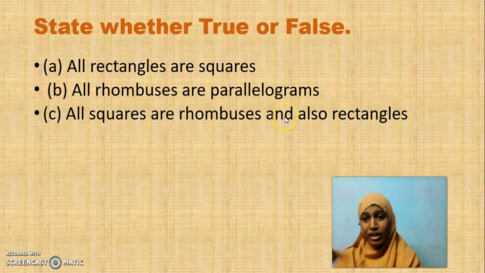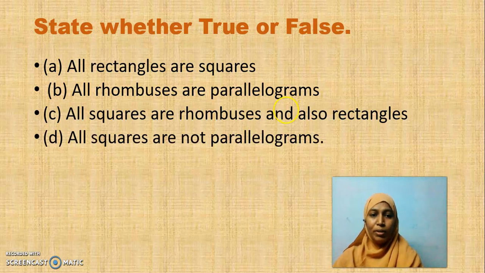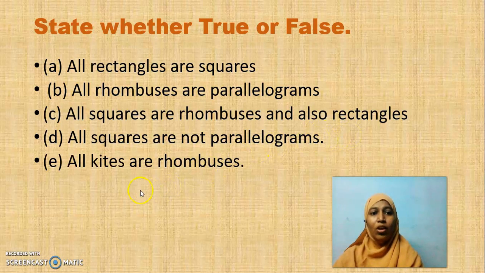Just now I showed you, the square is at the bottom of that flowchart. So it acts like a trapezium, parallelogram, rectangle and also a rhombus. All squares are not parallelograms? Just now I said all squares are parallelograms also, isn't it? So it is false.